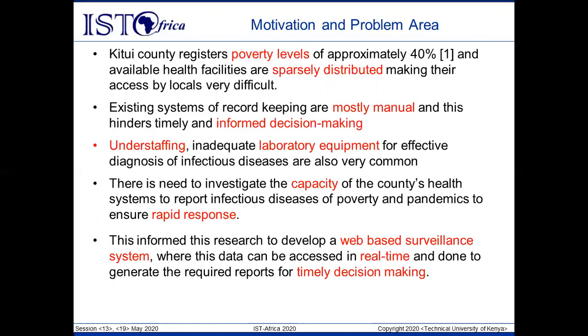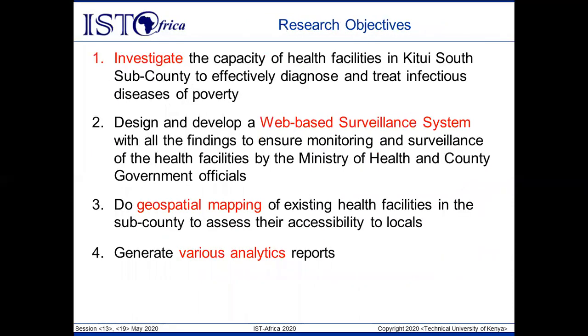There is the need to investigate the capacity of these counties' health systems to report infectious diseases of poverty and pandemics so as to ensure rapid response. So this informed this research to develop a web-based surveillance system where data can be accessed in real time and analytics done to generate the required reports for timely decision making.